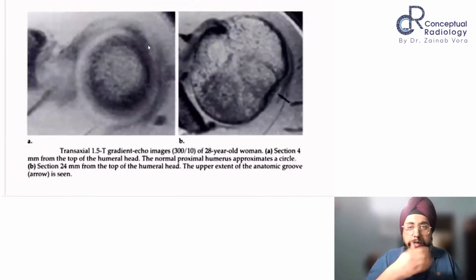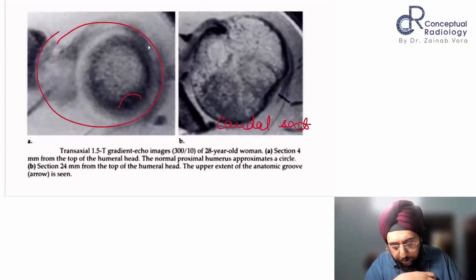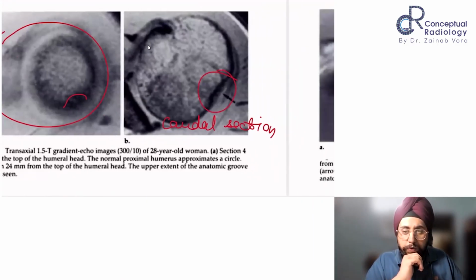Similarly, we can see in the MRI sections as well. Again, this is a section at the top of the humeral head, so no defect here. But once you move downwards to the caudal sections, you see a smooth indentation on the posterolateral aspect. Again, this is a normal anatomical groove.